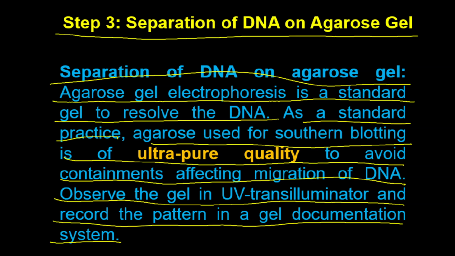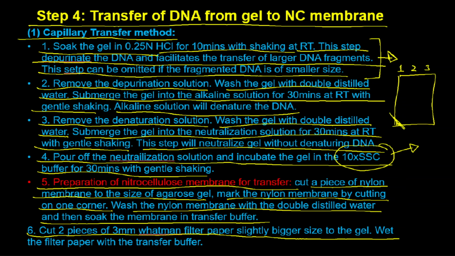Next is the separation of DNA on agarose gel, that we did in the previous step also, just to check. So all of the sample will then be run on the agarose gel, and the separated fragments will then be transferred to the NC membrane. So here also it can be capillary transfer method, it can be other methods also.